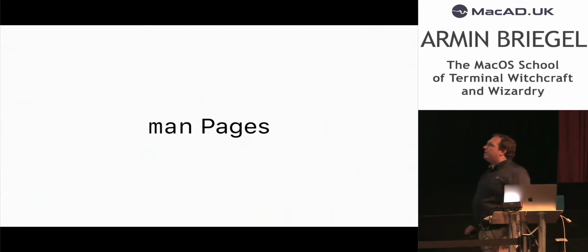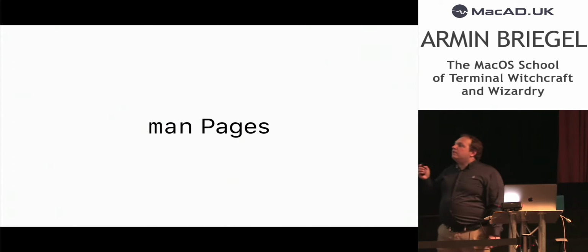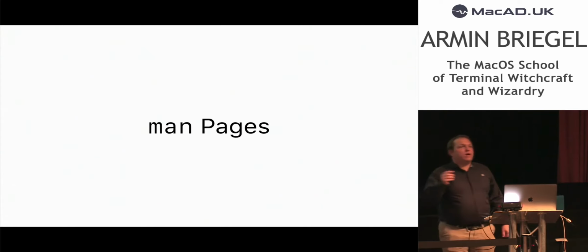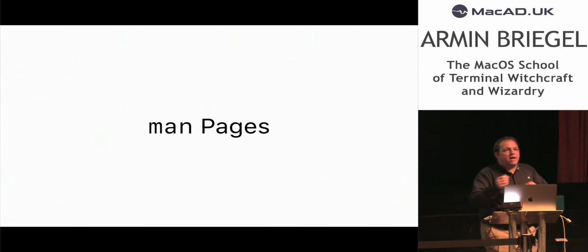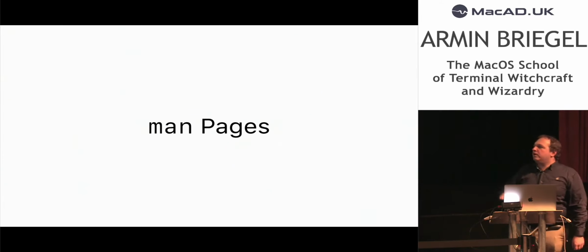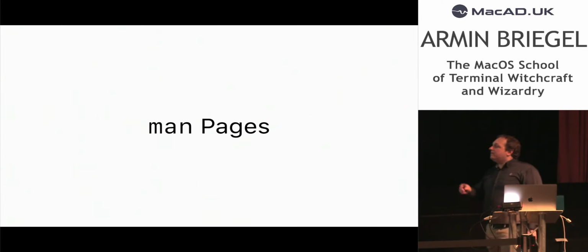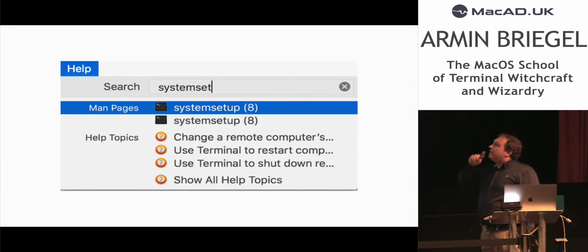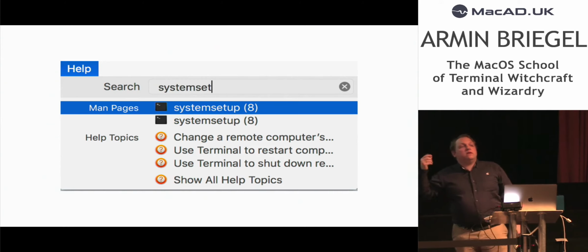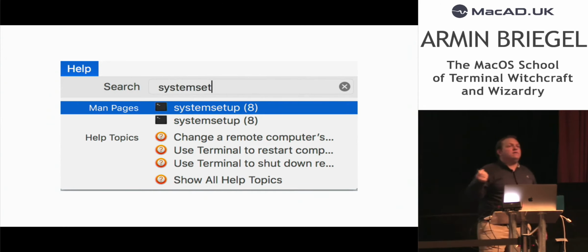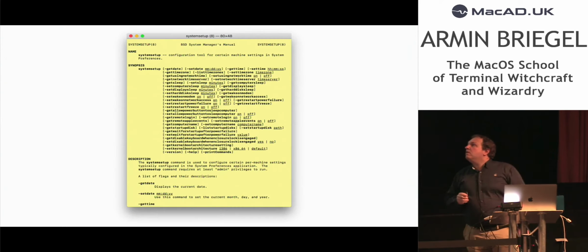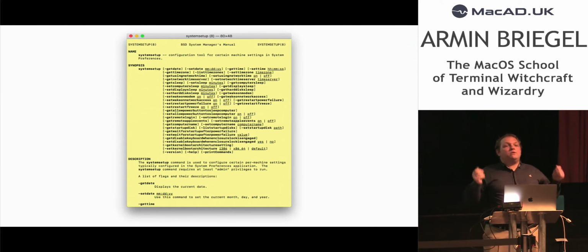And since we're talking about man pages, the most common way of opening man pages is to type man. And it's the most boring one on macOS. There are many other ways. You can use the Help menu and start typing a command. If it finds a man page, it will list that. And when you hit return, you will get this wonderful yellow man page window.